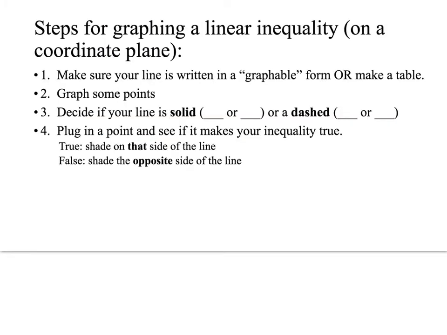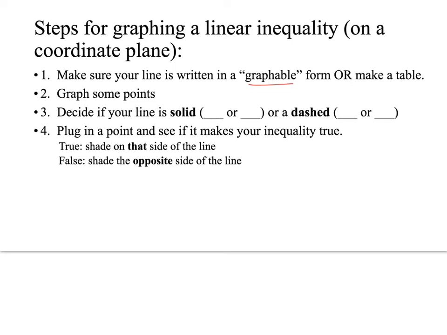Okay, so here are the steps for graphing a linear inequality, and we'll be doing this on a coordinate plane, which is different than graphing the inequalities we've been doing on the number line. So you might want to pause the video and jot these things down. Step 1, make sure your line is written in a graphable form, or make a table to graph it. And we'll remember our graphable forms are like slope-intercept form, or standard form, or point-slope form.